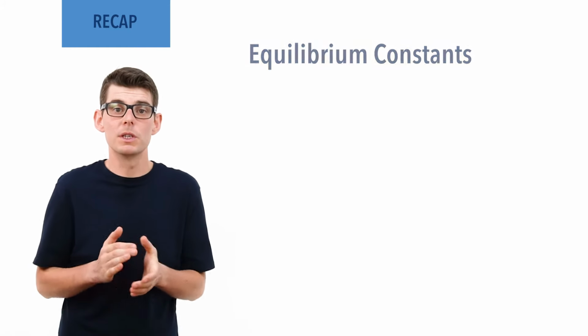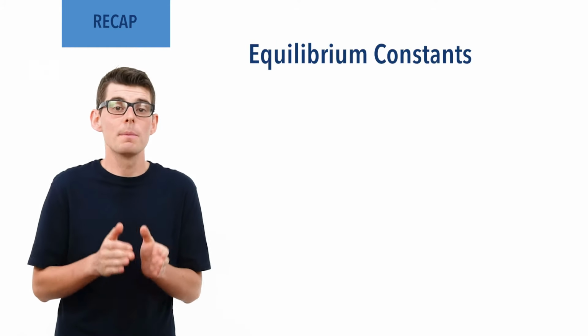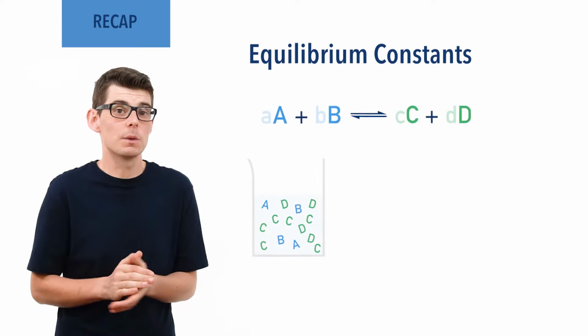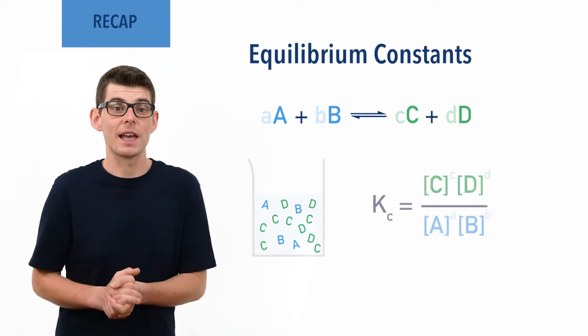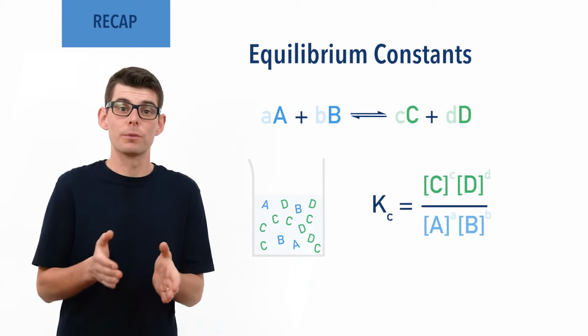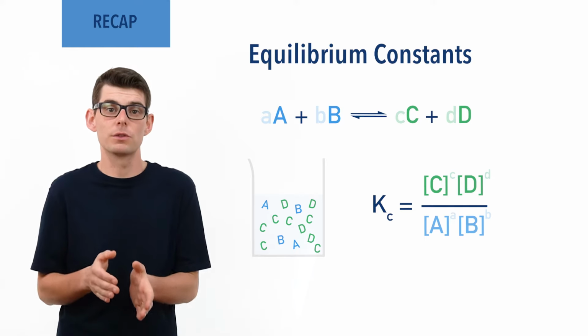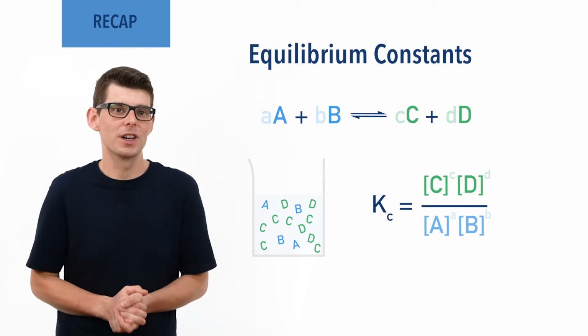Equilibrium constants can be used to show this relationship between reactants and products in an equilibrium system. A value is calculated based on the concentration of products and how they compare to the concentration of reactants in the mixture. Recap done? Let's go.